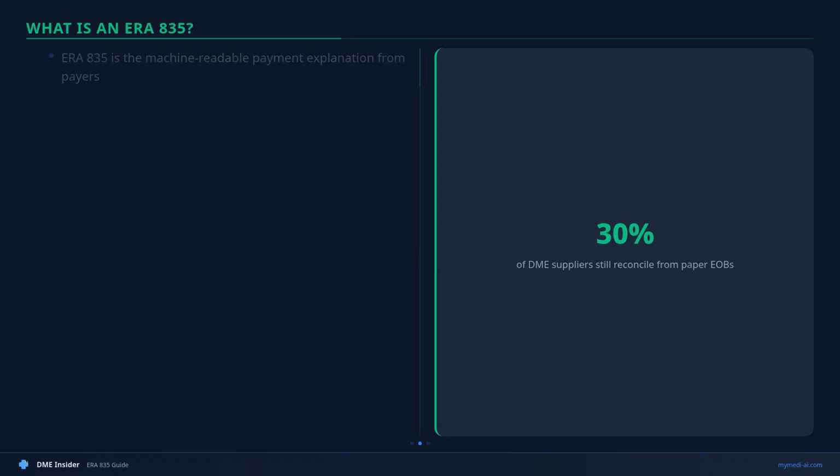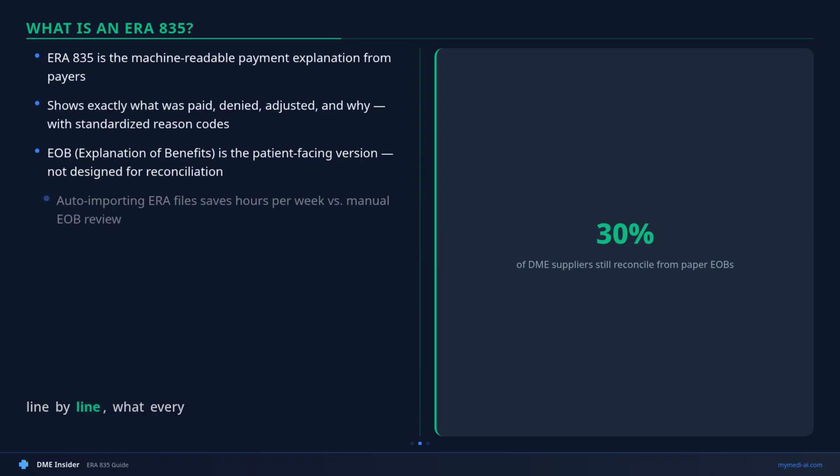We're going to walk through the ERA 835 line by line, what every code means, where underpayments hide, and how to build a reconciliation workflow that catches every dollar.